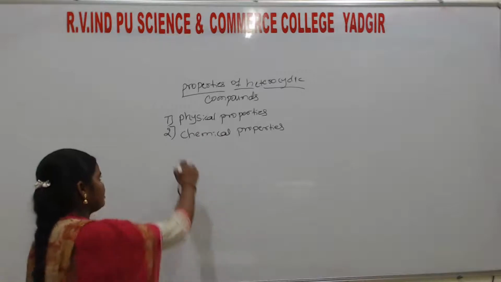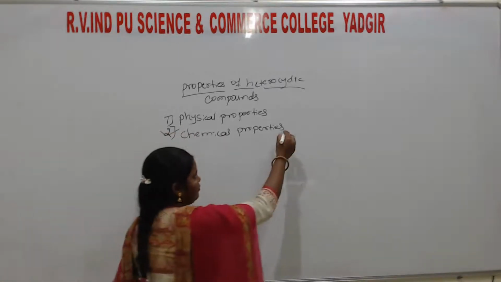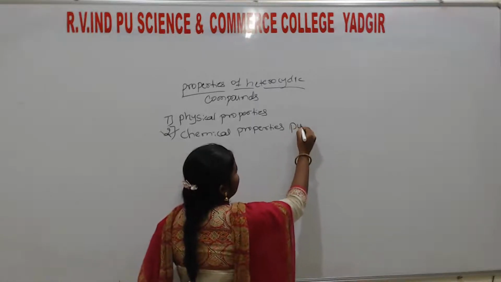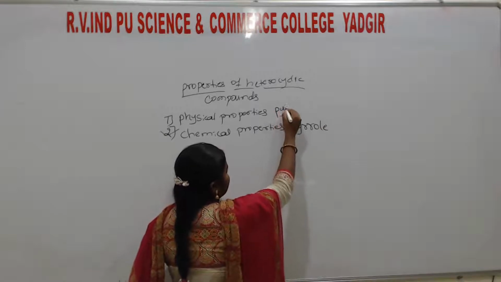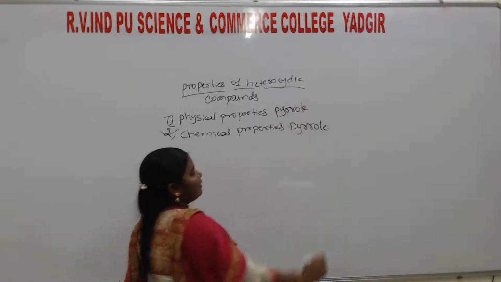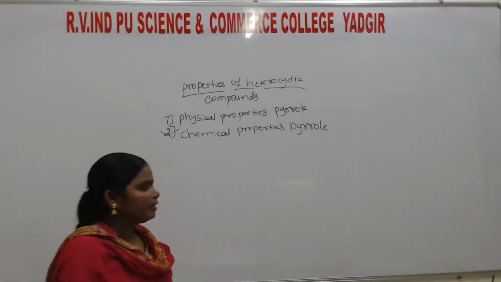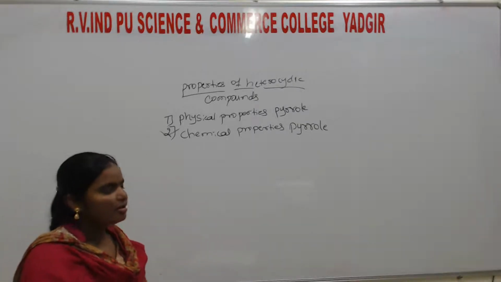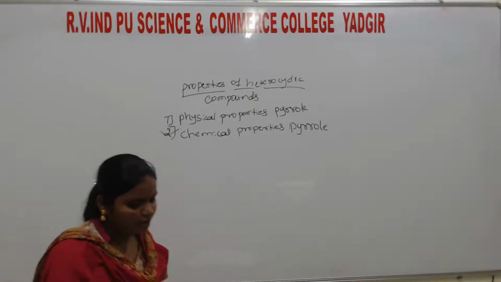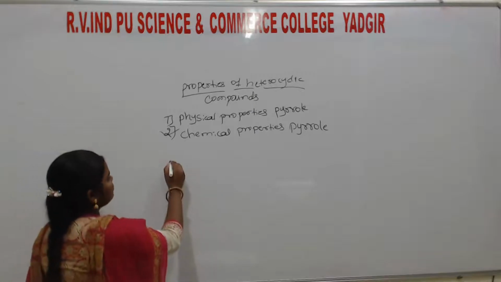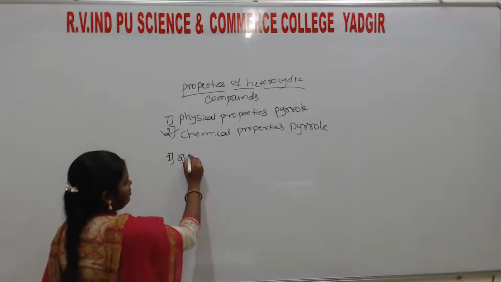Okay, next, this second one, chemical properties of pyrrole. Physical properties are completed, and now the chemical properties of pyrrole. There are many chemical reactions of pyrrole. First one, reduction.